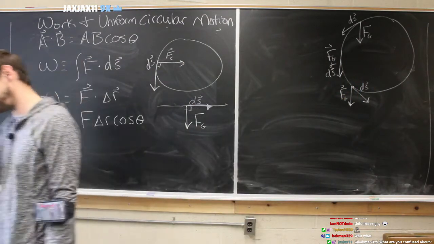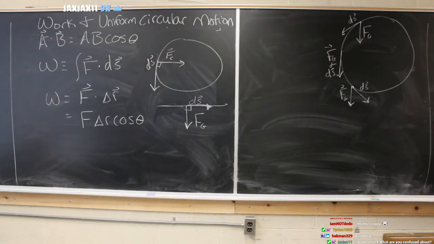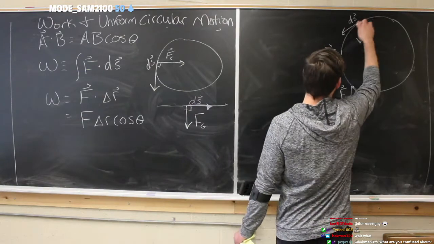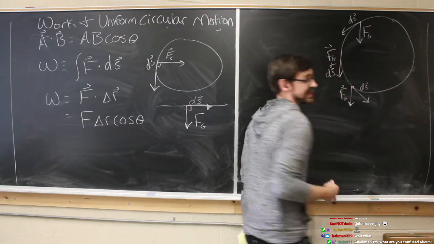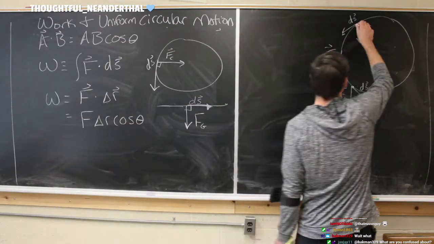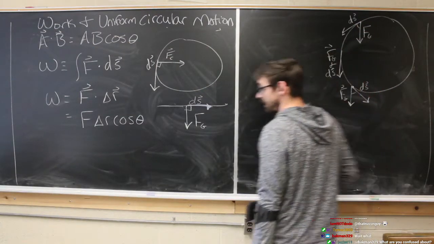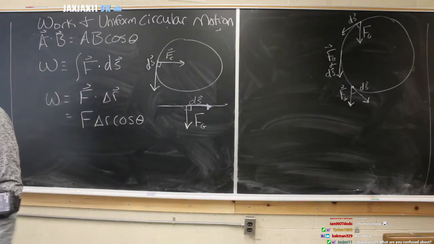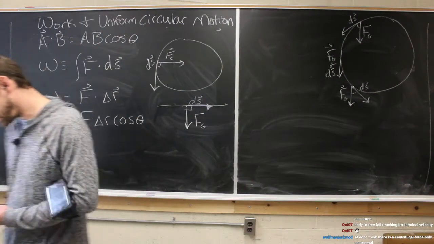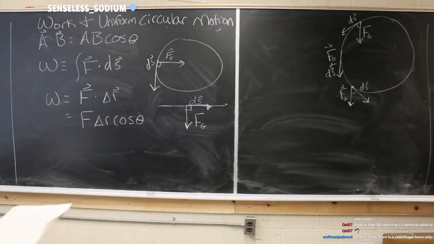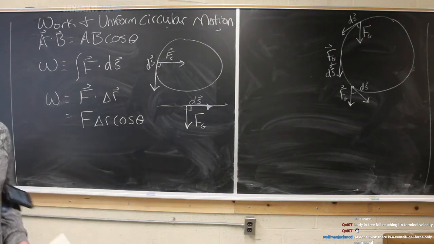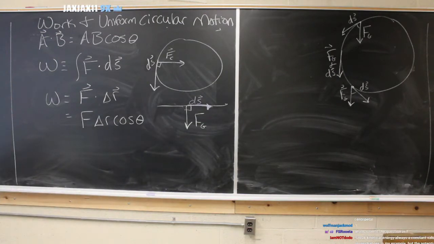So what does that mean? Well, let me just tell you. That means that at every single point along this axis, the angle theta is going to be changing, the theta between the two vectors. So we have to figure out what that is. So let's talk about the work as an integral.